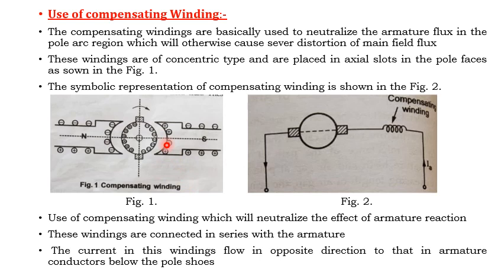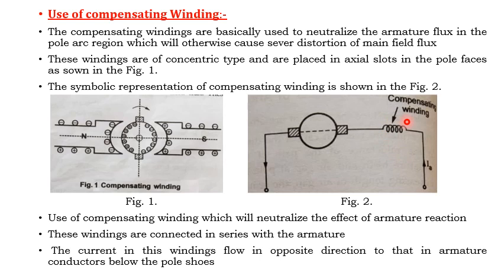These compensating windings are connected in series with the armature winding. In general, we can represent the compensating winding symbolically like this. So this is the compensating winding representation. The use of compensating winding will neutralize the effect of the armature reaction. These windings are connected in series with the armature.